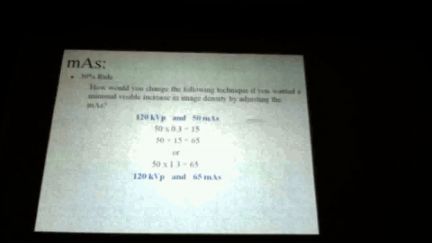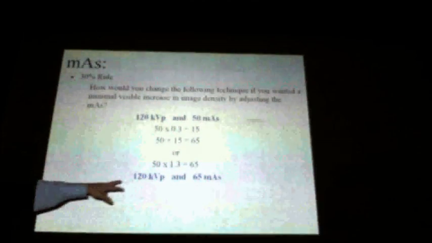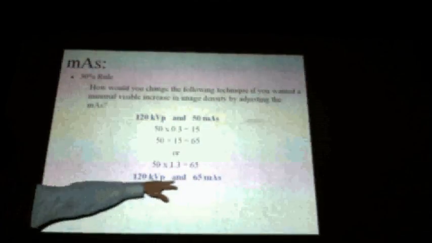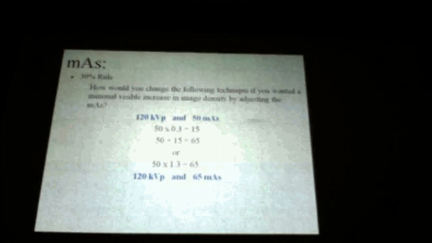Okay, what if I wanted to go down? Just subtract it. Yeah, I would take my 30%. Let me see. Does everybody have that? I just rewrote the new technique right here. So the new technique would be 120 kVp and 65 mAs, and my film would be visibly darker. Everybody has that? I don't want to go too fast.